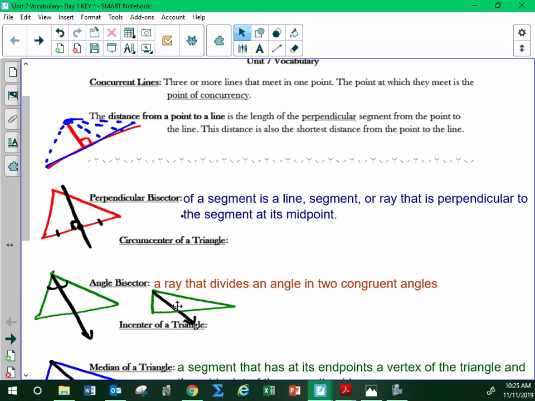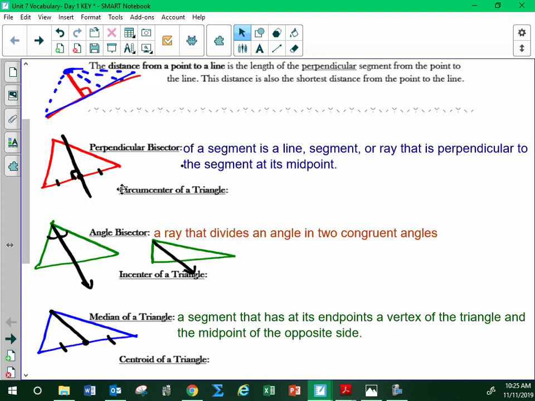incenter. So just a reminder that concurrent lines meet at one single point, and we call that point the point of concurrency. So when we draw all of our perpendicular bisectors in a triangle, they meet at one point, and we call that point the circumcenter. So that's where your perpendicular bisectors meet up. And when they meet at that circumcenter, the circumcenter has a special property. What is that special property of the circumcenter? Go ahead. It's equidistant from the vertices. Good. It's equidistant from the vertices of the triangle.